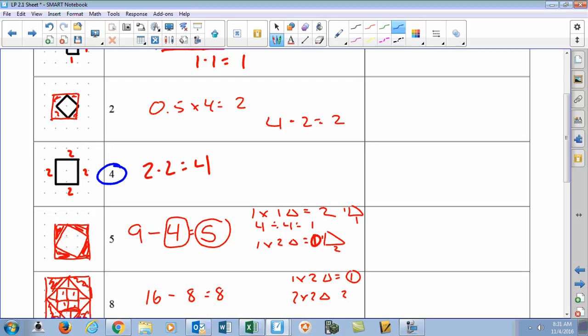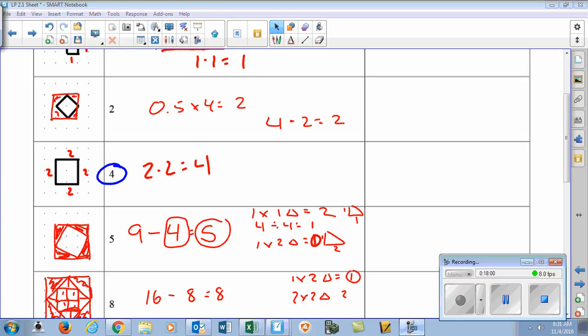You're probably going to need a calculator to figure that out because you're talking about a very unique number as opposed to 1, 2, 3, 4, and 5. All right, so that's going to do it for the video.